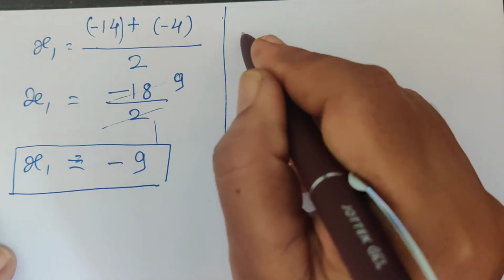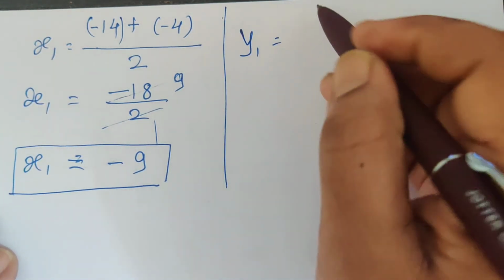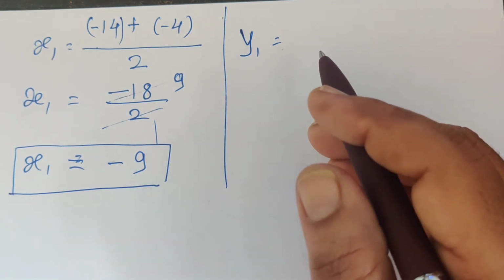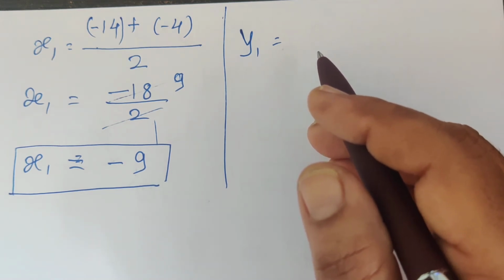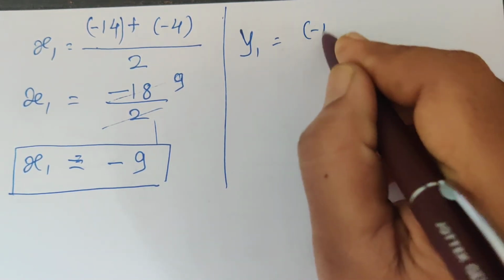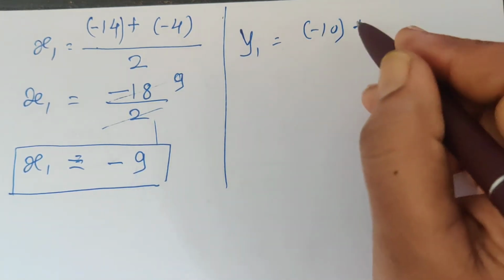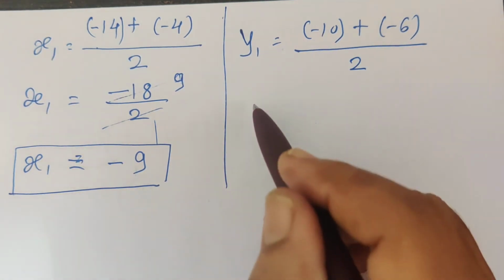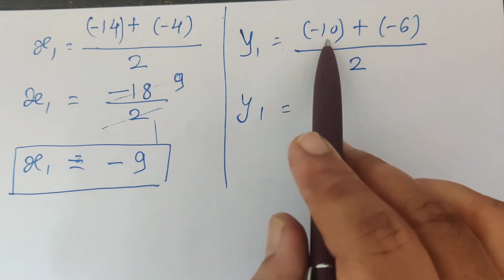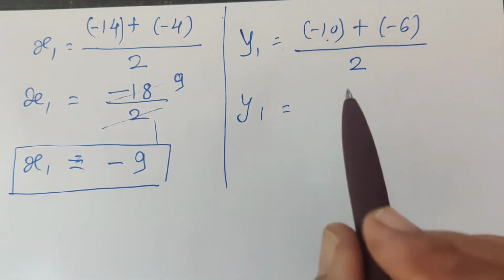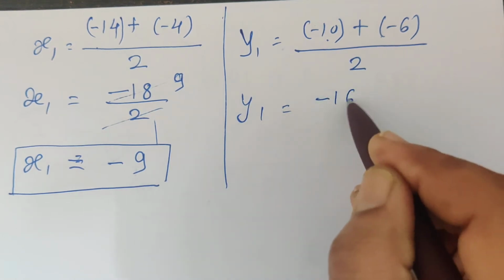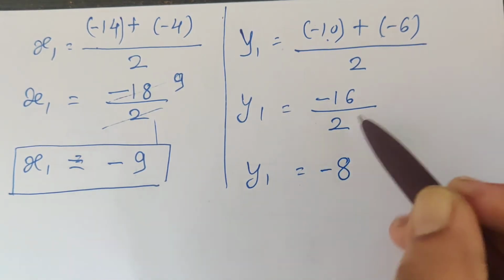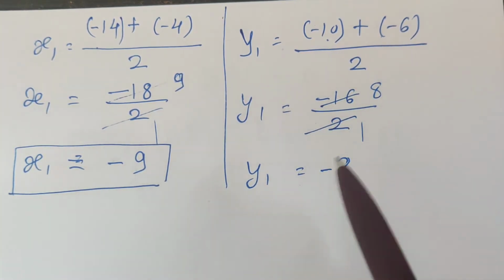Now we will find out the y coordinate. So y1 is equal to y1 plus y2, that means A's coordinate plus Q's coordinate. So A's y coordinate is minus 10 plus Q's coordinate that we just got, that is minus 6, divided by 2. And if you solve it, that is minus 16 upon 2. So you get y1 is equal to minus 8, since 2 eights are 16.